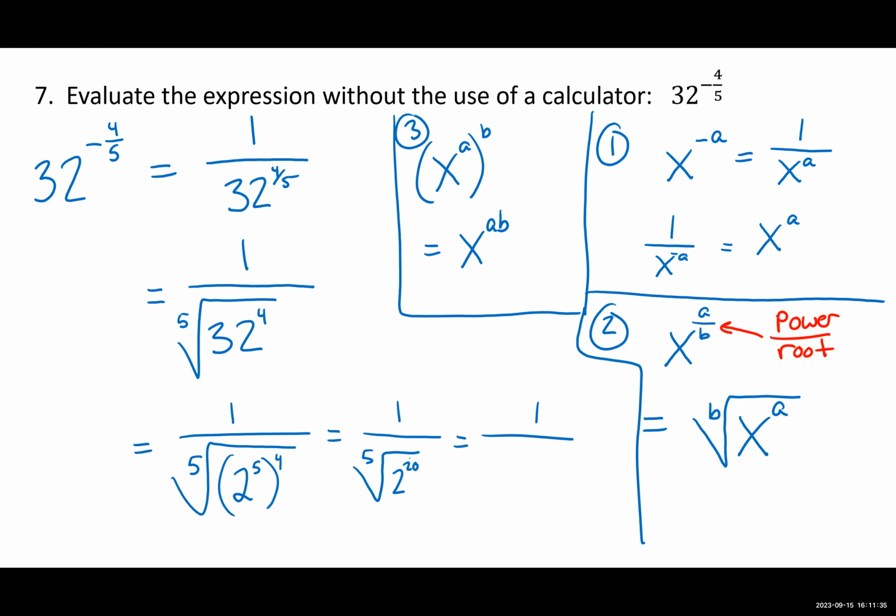So how many groups of 5 do we have? Well, we have 20 twos. I'm not going to write 20 twos out, but there's 20 of them. Maybe I'll write it like this. The fifth root of 2 to the fifth times 2 to the fifth times 2 to the fifth times 2 to the fifth. That's a total of 20 twos, right? 5, 10, 15, 20. So there's a group of 5, a group of 5, a group of 5, and another group of 5.